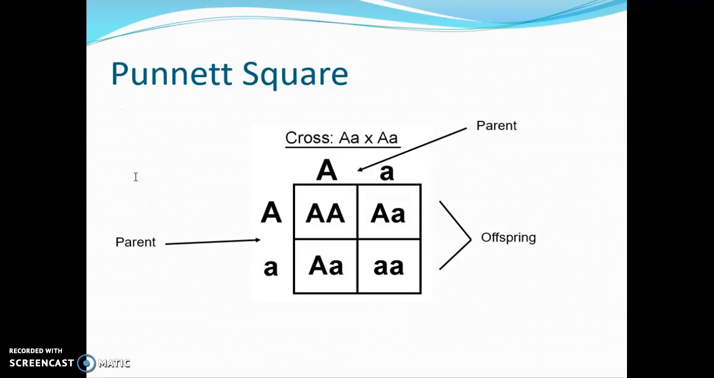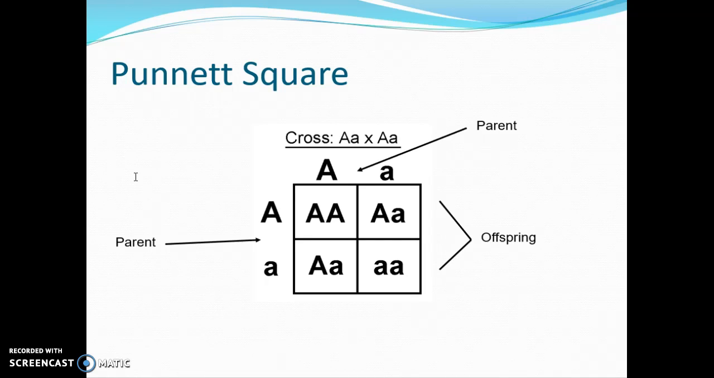So this is how we set up our Punnett square. Parent number 1 is going to go on top, and parent number 2 is going to go on the left-hand side. One of their alleles goes over each box. So you can see in this example, we have 2 parents. Each one is heterozygous for that trait, and we're using the letter A. So you have capital A, lowercase a, and capital A, lowercase a. And then the squares down below show us the possibilities for our offspring.